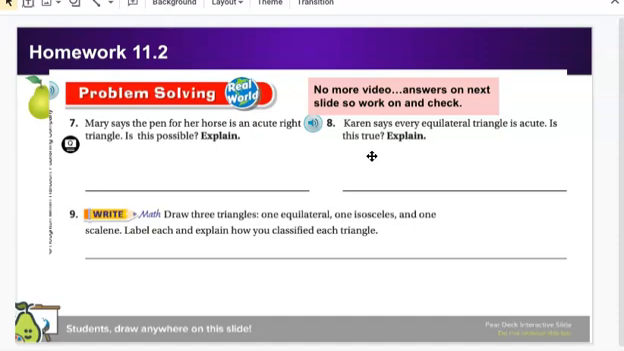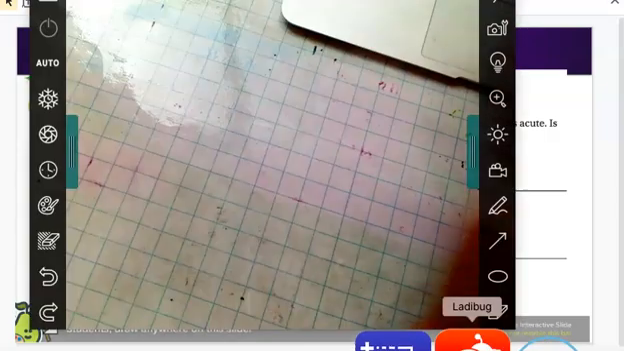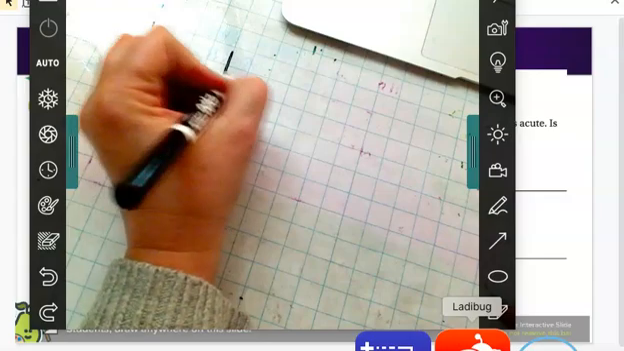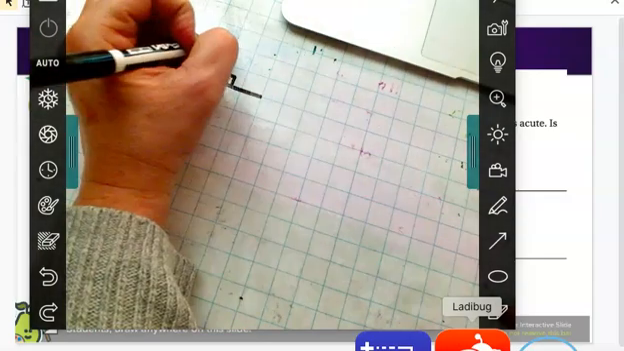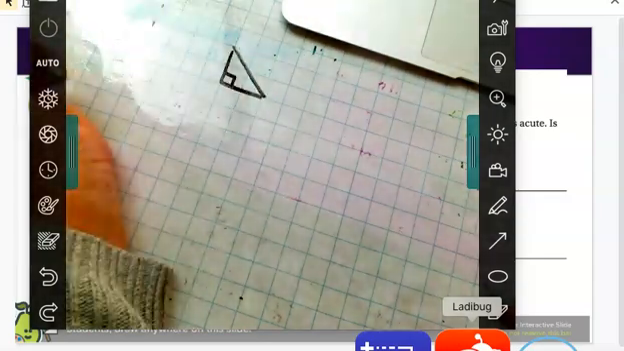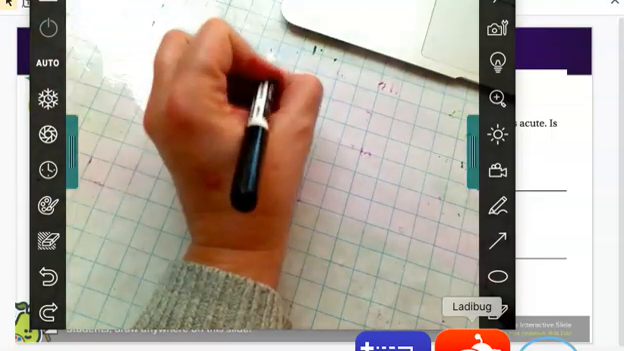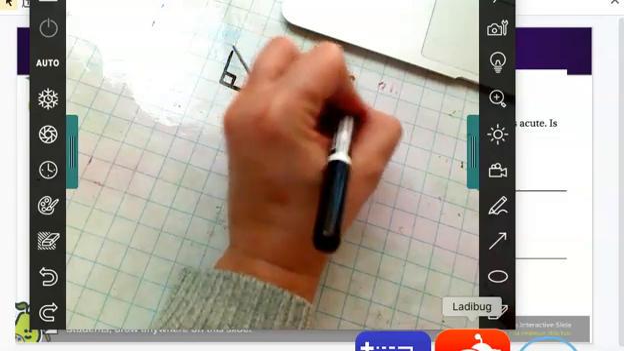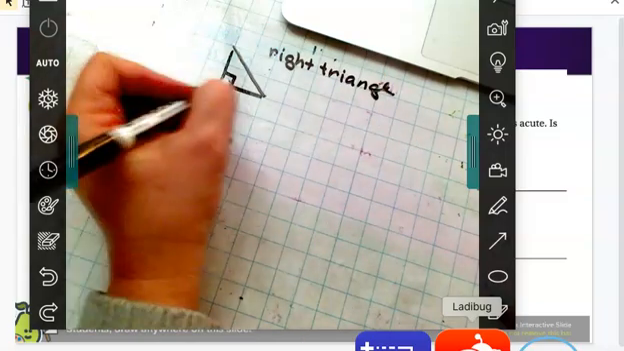All right, hopefully you paused the video. She said the pen for her horse is an acute right triangle. Is that possible? All right, so first, what she's saying is we have a right triangle for her horse. It's a bigger pen than this. This is just an example. Well, to be a right triangle, you have to have a right angle. Do we have a right angle?